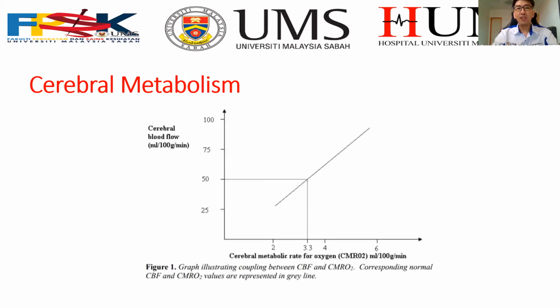This important chart shows the coupling of the cerebral blood flow and the CMRO2. It is a linear correspondence whereby an increase in the demand of the CMRO2 will have to be met by an increase in the cerebral blood flow. As you can see from this chart, it's a linear relationship. So the higher the CMRO2, the higher the cerebral blood flow has to be to meet the oxygen demand in the brain.